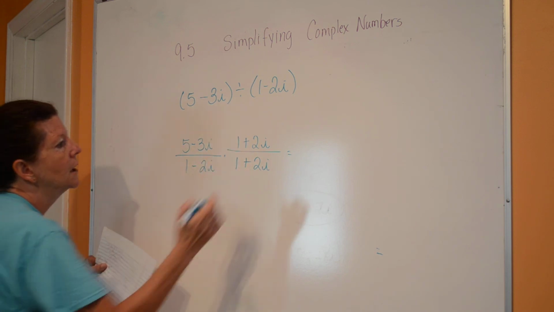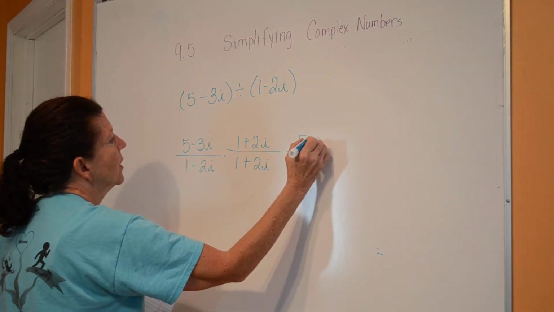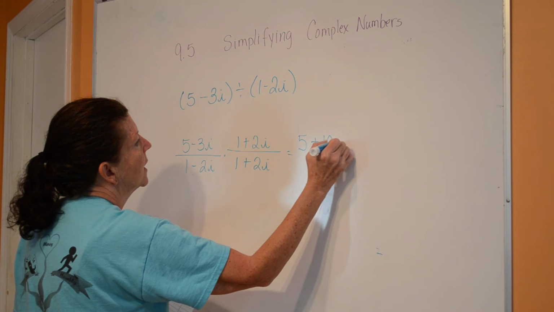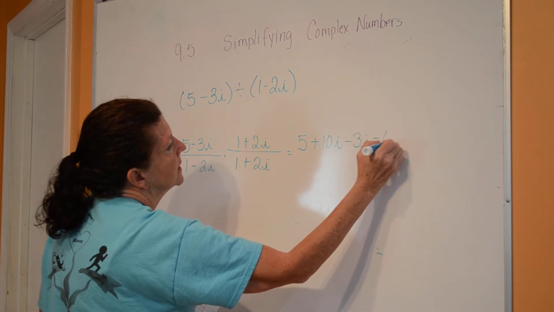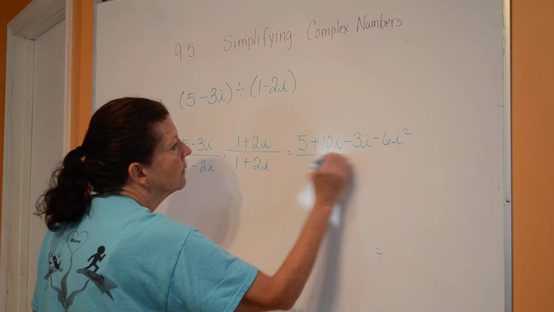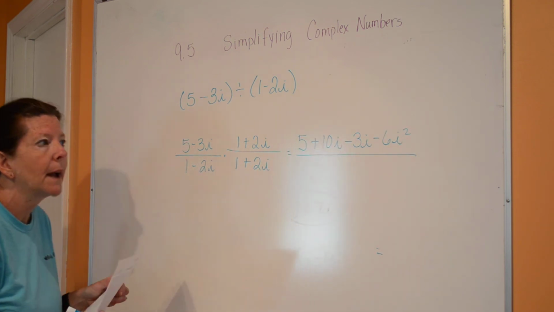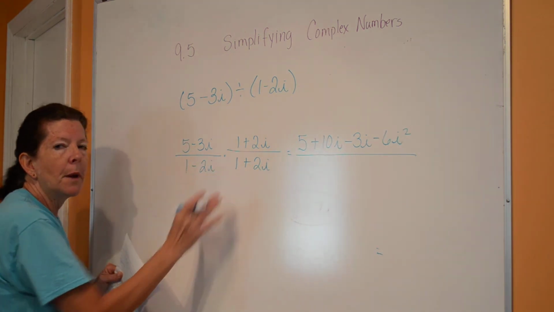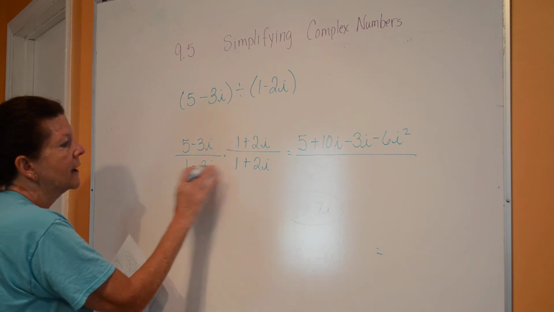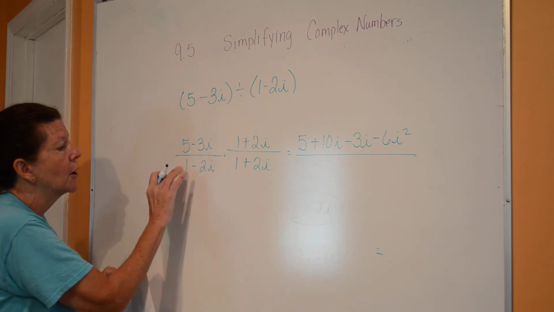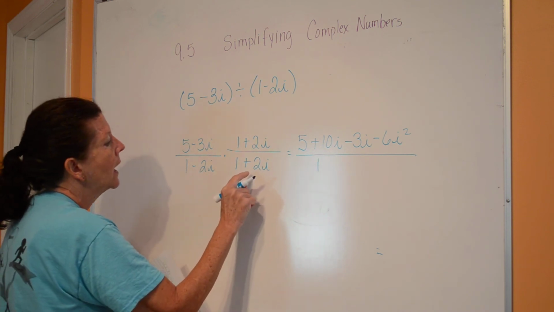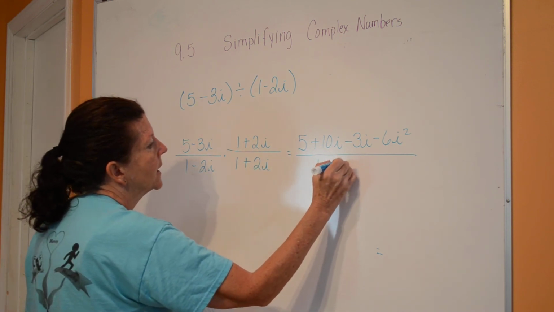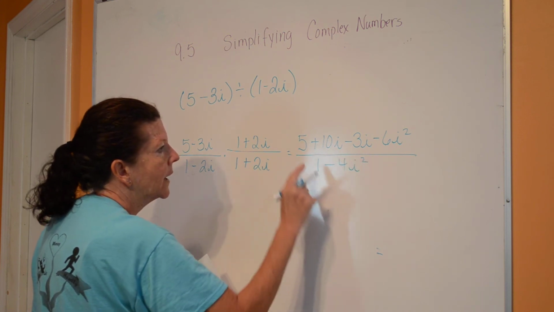I'm going to do FOIL on the top, which is 5 plus 10i minus 3i minus 6i squared. And I'll have to combine that in a minute. On the bottom, because I'm multiplying by the conjugates, I only have to do first and last, or Florida. So 1 times 1 is 1. -2i times +2i is -4i squared.